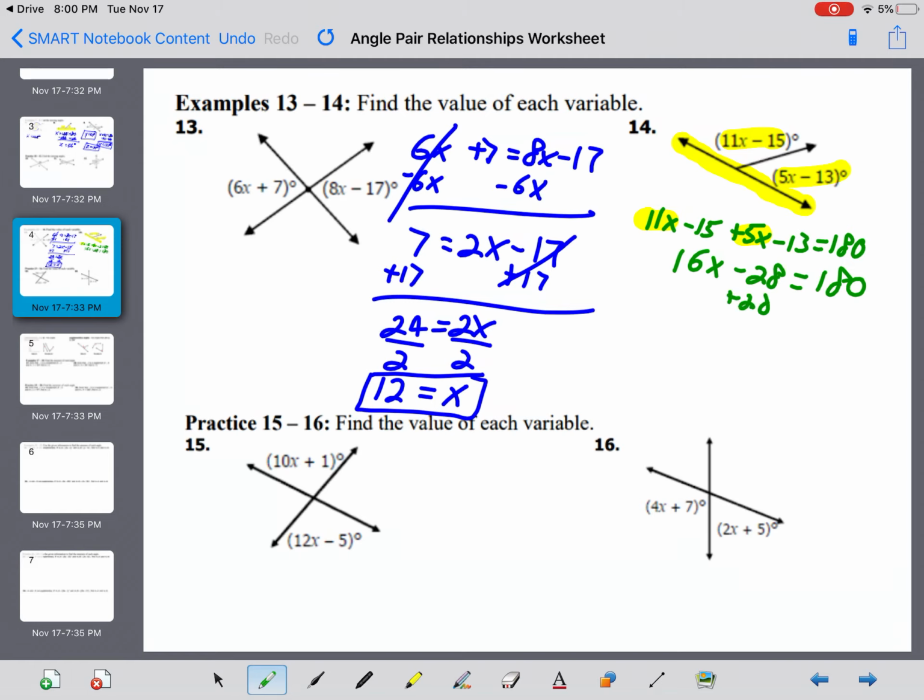If we add 28 to both sides, we get 16x equals 208. Okay, your last step here is to divide both sides by 16. And x equals 208 divided by 16, which is 13. Okay, use what I just showed you in 13 and 14 to complete 15 and 16.